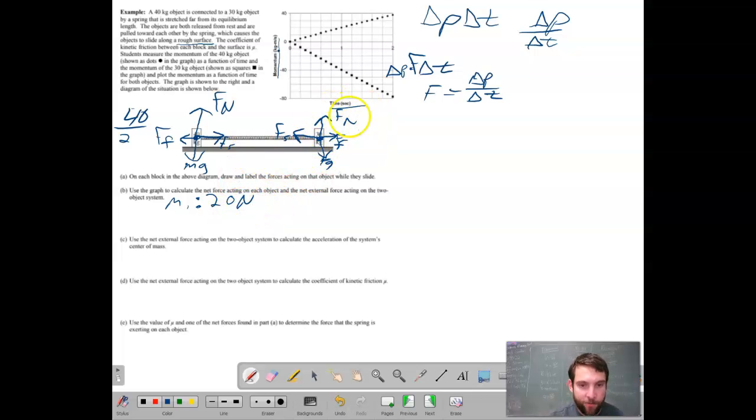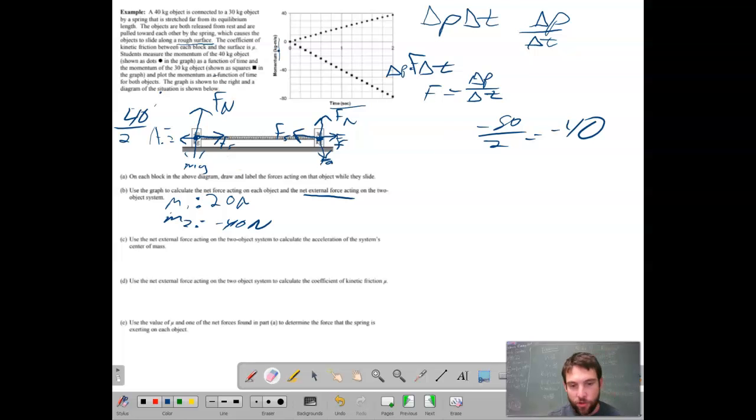If I look at my net force acting here, obviously the vertical forces are canceling each other out, so they're not helpful. My net force acting here, we can do the same thing. We can get the slope, which is negative 80 divided by 2. So negative 80 divided by 2 will give me a negative 40. And I'll write that again. M2 equals negative 40 newtons.